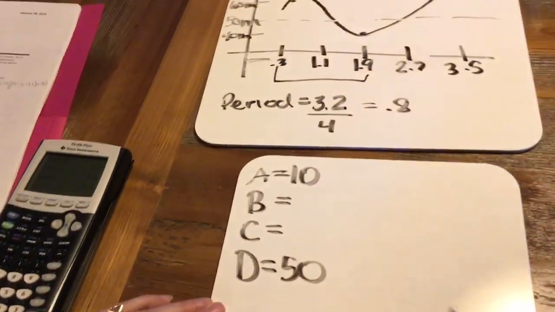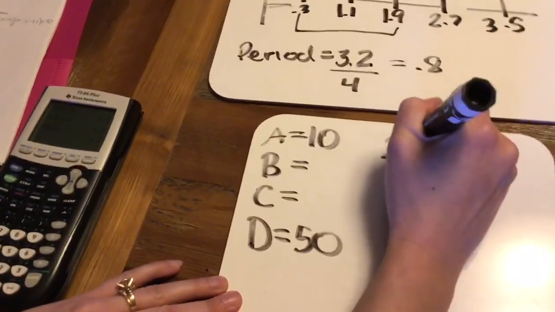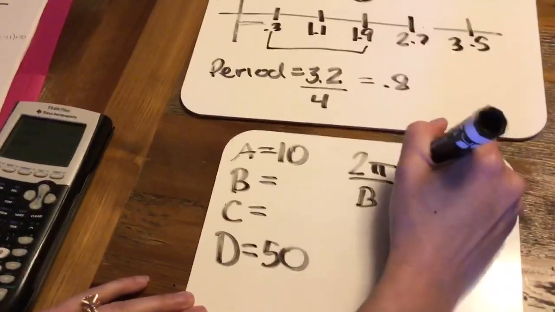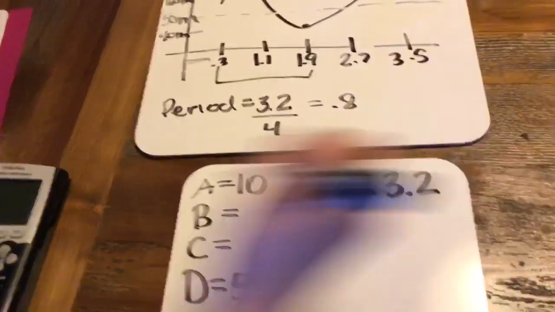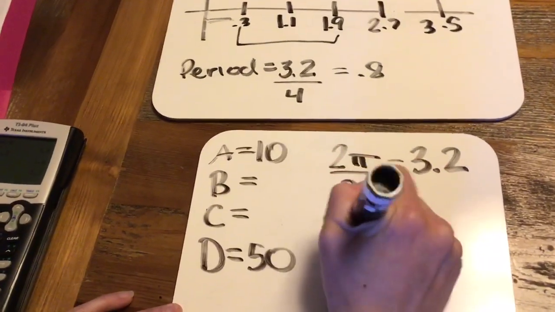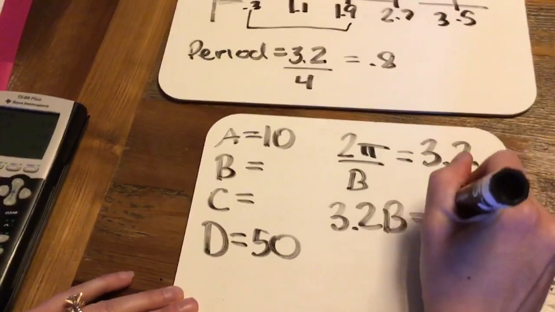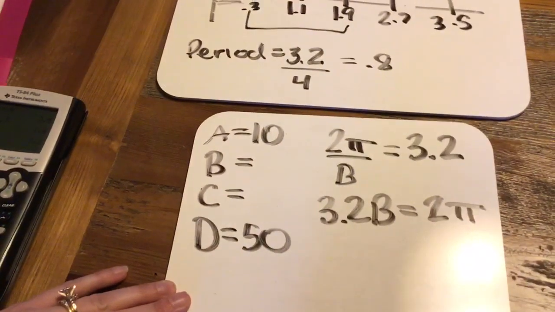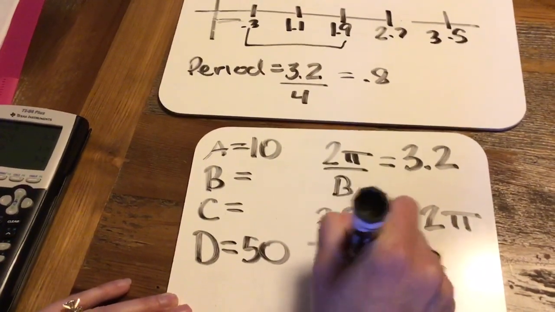So that's my D. Okay, so in order to find B, we need to do 2 pi over B equals that period I found out earlier. So this will be 3.2B is equal to 2 pi. Get your B by itself by dividing by 3.2.